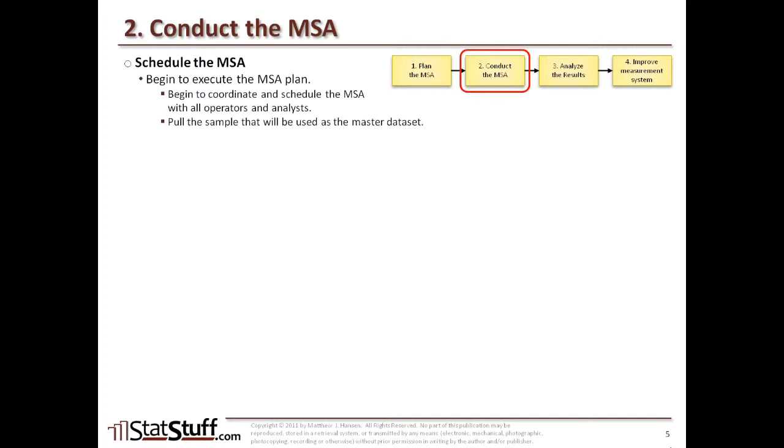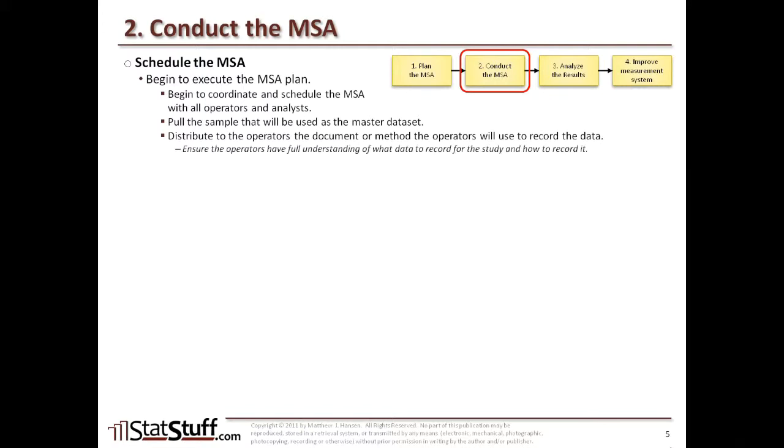Pull the sample that you're going to actually have them use and use it as your master data set. You also want to distribute to the operators the document or whatever way those operators are going to use for recording the data. Now, you want to do this to ensure that the operators have a full understanding of what data you're expecting them to record for the study and how you want them to go about recording that data. Ensure the operators understand the deadlines for providing the data.